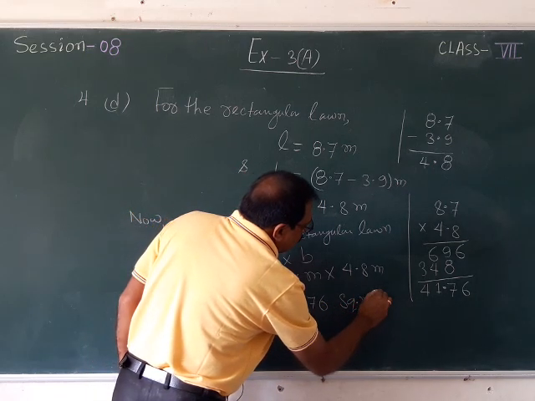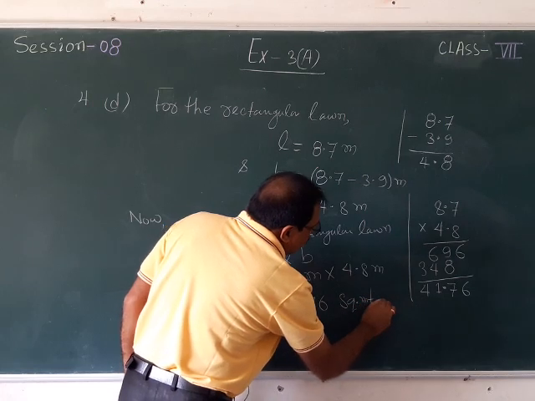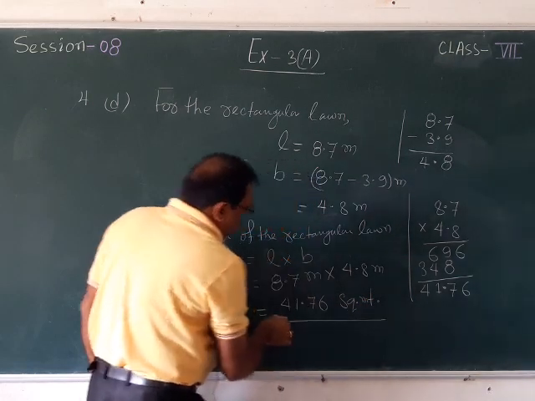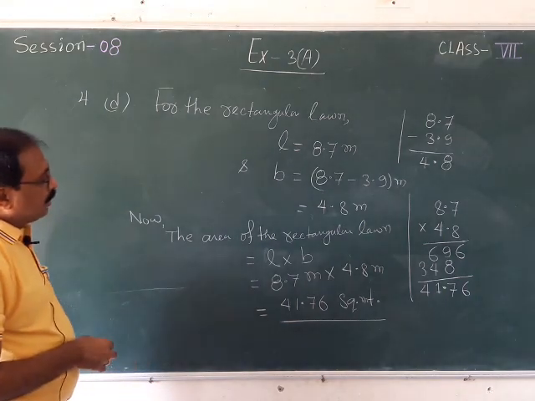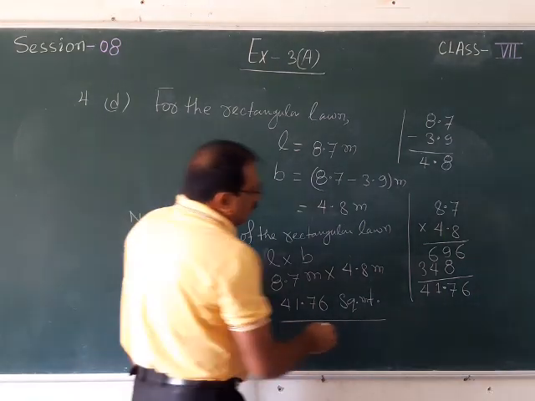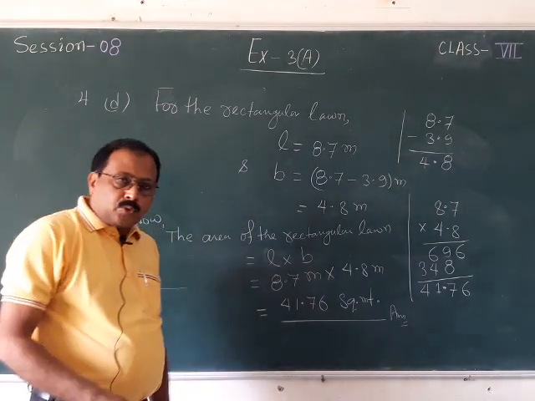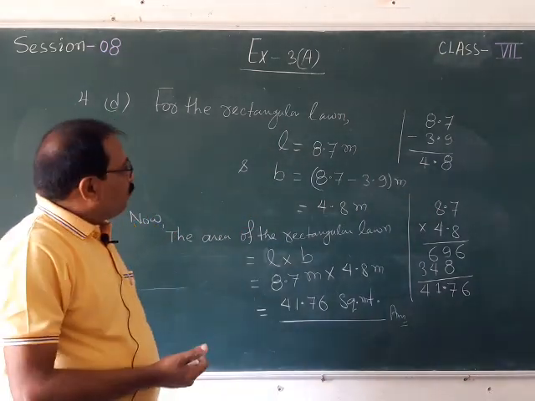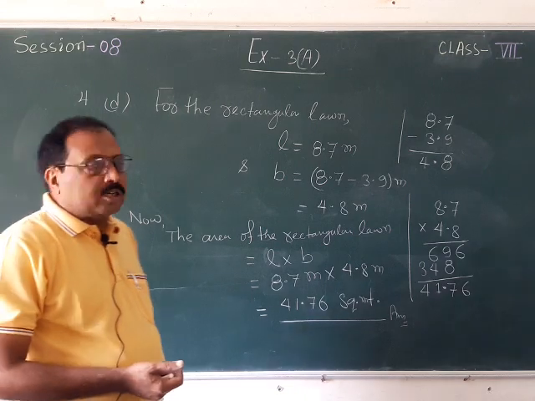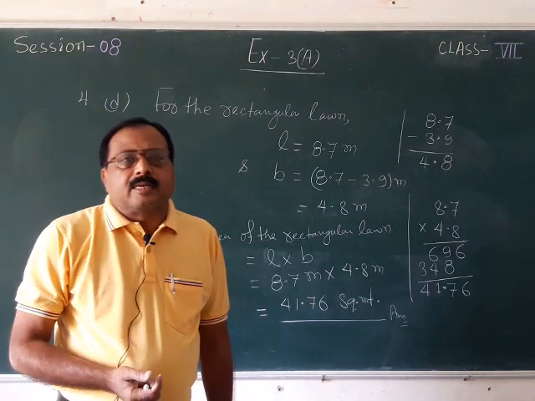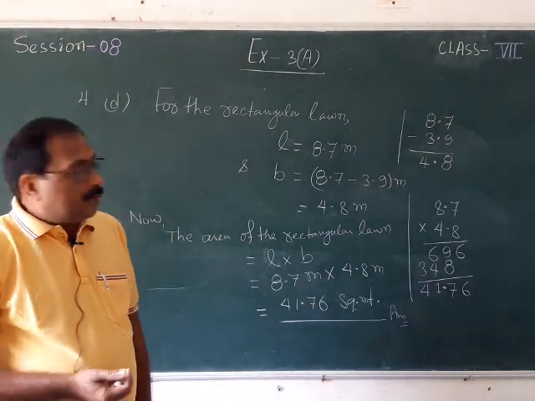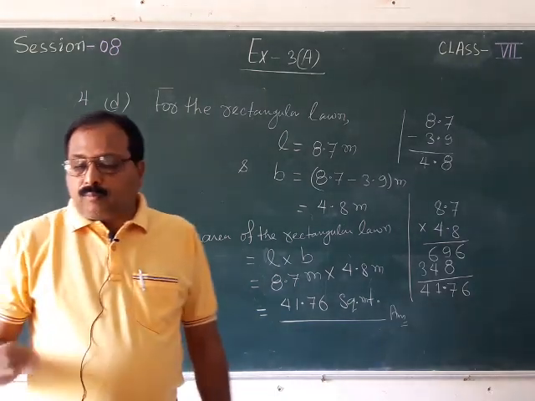The answer will be in square meter. You can write it like that. So the answer is 41.76 square meter. At last you can write, the area of the rectangular lawn is 41.76 square meter. This is the answer of question number 4D.